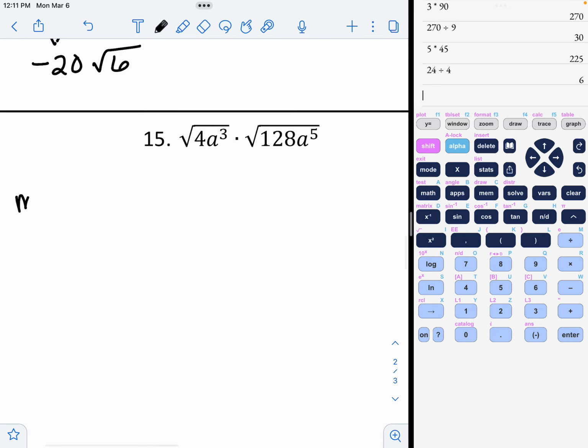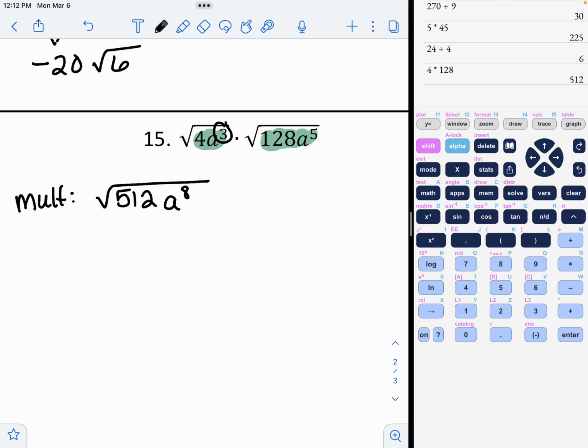So the same first step or the first check exists. We need to multiply these together before we can do anything else. There's no outside numbers for me to even highlight in pink, so we just need to multiply the inside radicands together. So we do 4 times 128, which is 512. And then that's going to be a to the 8th because of 3 plus 5.